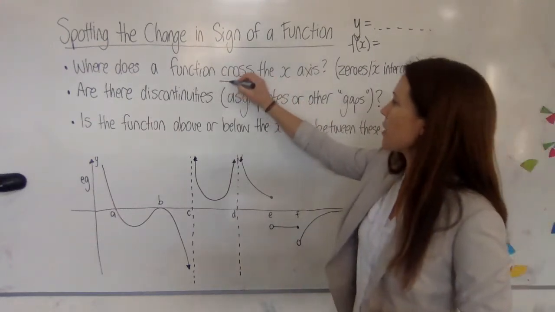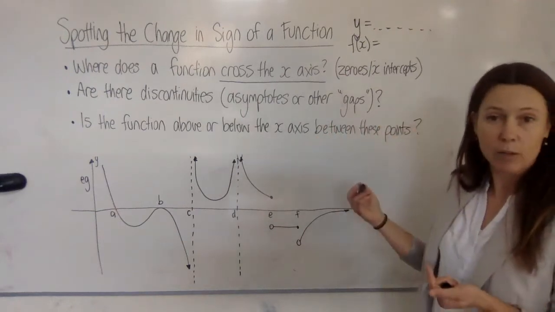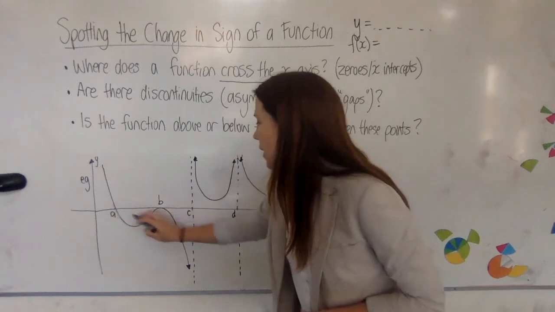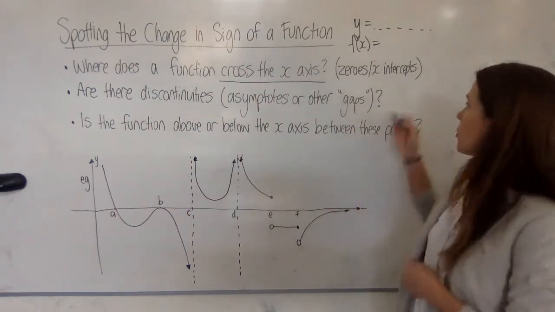We need to start by thinking where it's going to cross the x-axis, and we do that by letting y equal 0 and finding out where these key points are. So on this graph we have x equals a and b as those zeros or x-intercepts.